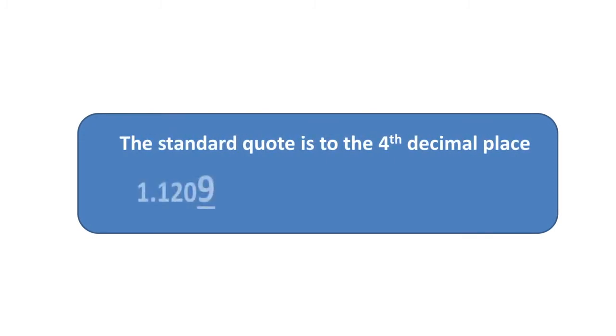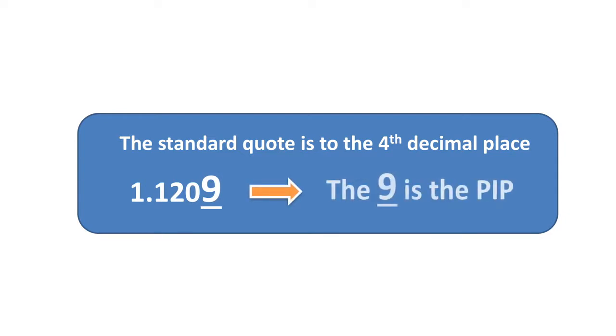So if this were dollars, instead of saying $1.12, you'll see that it goes out to the fourth decimal place, and that fourth decimal 9 is the pip. So in this particular scenario, the 9 is the pip.